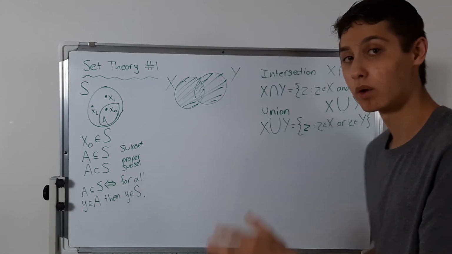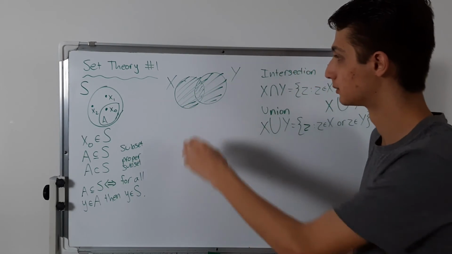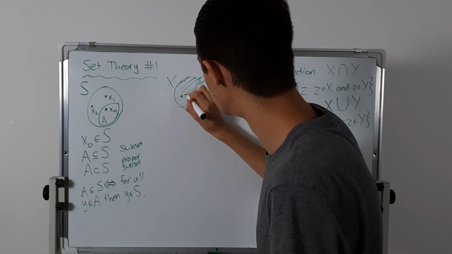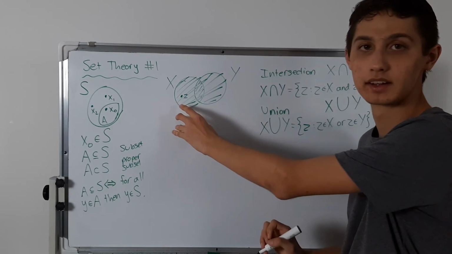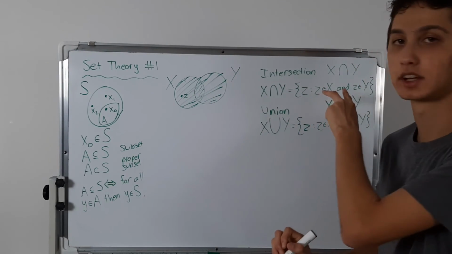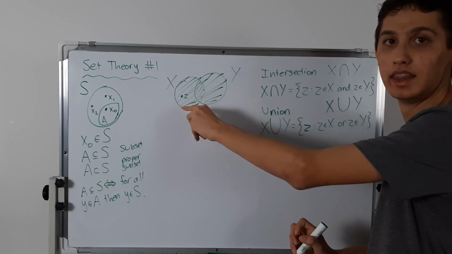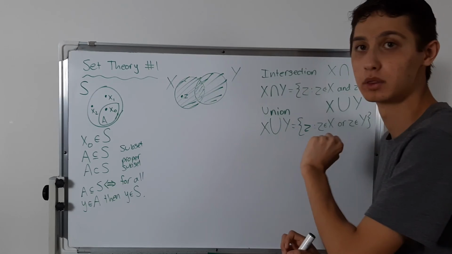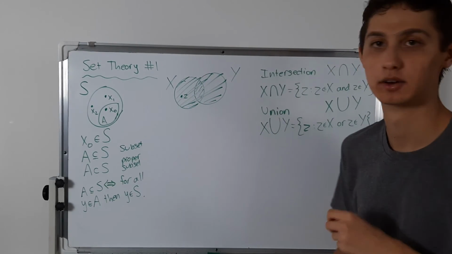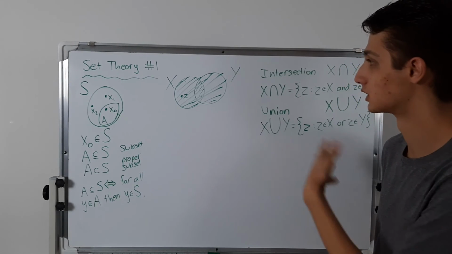Now, "or" in math just means one or the other or even both, right? So let's say my Z is in here. It is in X, but it's not in Y. So it's not in the intersection, because for it to be in the intersection, it has to be in both. But it is in the union because it's in X, and that is either X or Y or both. So it's in at least one of them, so it satisfies the "or" property, and therefore it's in the union. So that's pretty much intersections and unions.